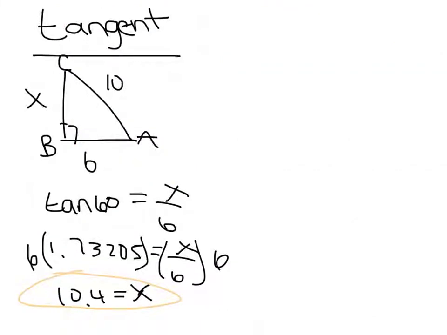For my tangent problem, I did tangent of 60 equals x over 6, because that's the adjacent side to A. And then I used 1.73205, because that's the tangent of 60, so 1.73205 equals x over 6. I multiplied both sides by 6 to get 10.4 equals x.